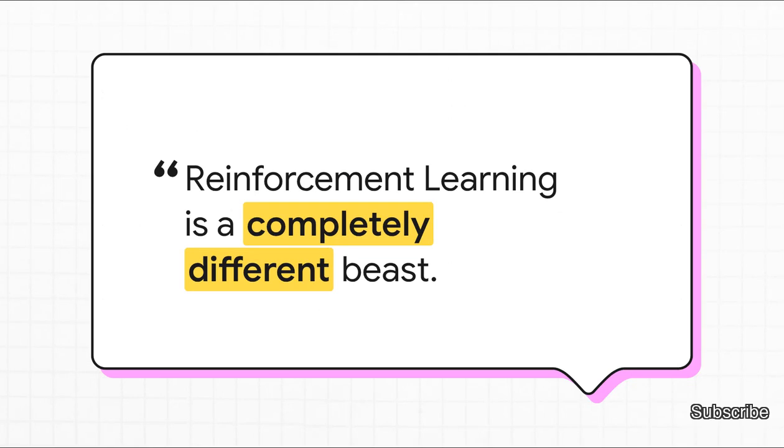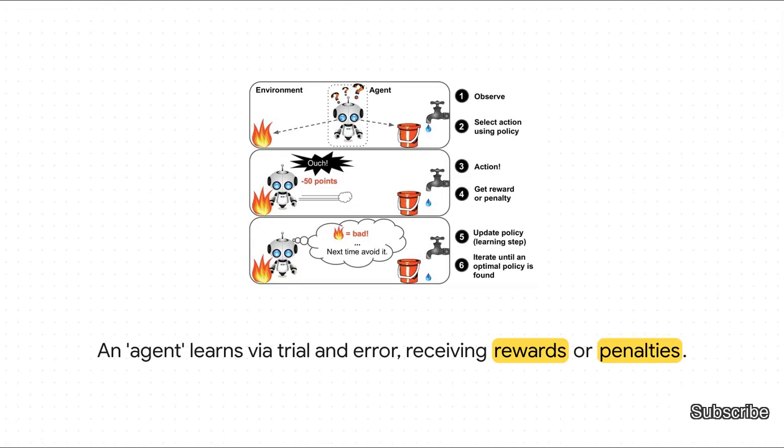But what if there isn't an answer key? What if the machine has to learn just by doing things, by trial and error? Well, that brings us to the third style, reinforcement learning, which our source material calls a completely different beast. This visual just nails it. Think of the agent, our little robot here, like a puppy you're training.